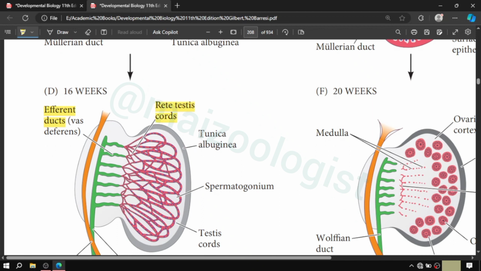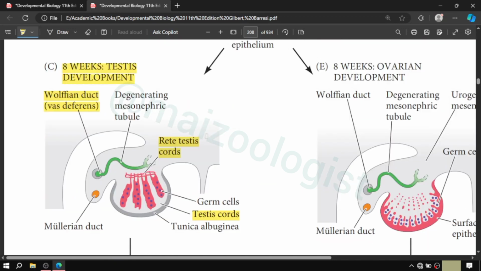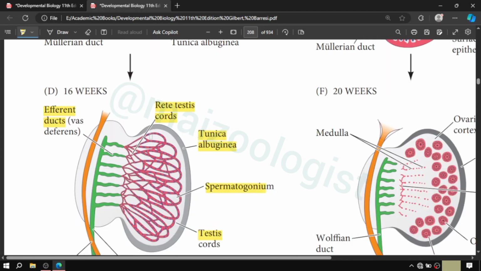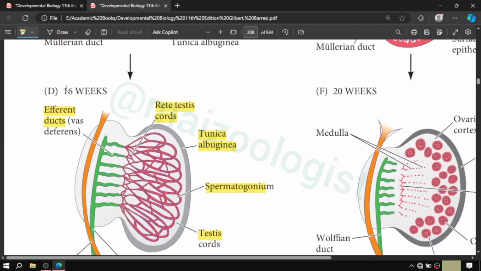And here we have the rete testis cords. You can see here we have the tunica albuginea and we have the spermatogonium. And then we have the testis cord. So this 8th week embryo is going to gradually develop into this 16th week stage that will look like this. And these testis cords are what are going to form the seminiferous tubules in the later stages of development. As you can see, it is just the 16th week.